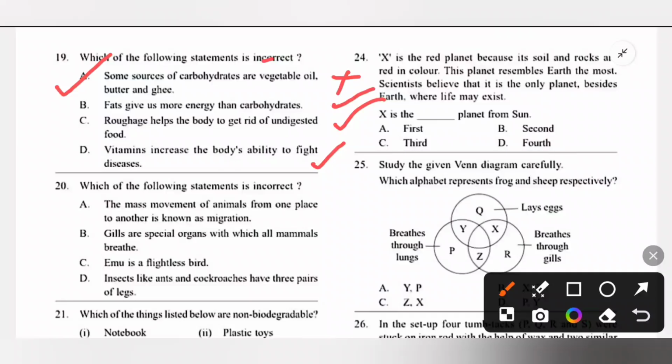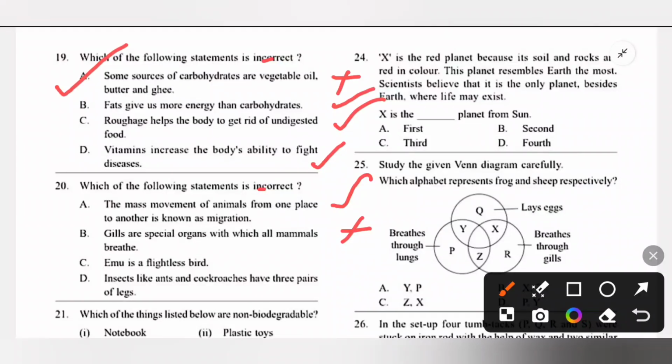Next one, which of the following statements is incorrect? So again we need to find the incorrect statement. A, the mass movement of animals from one place to another is known as migration. True. B, gills are special organs with which all mammals breathe. It is incorrect because all mammals breathe by using lungs. Okay, all mammals breathe with lungs. So gills are present in fishes and some other animals.